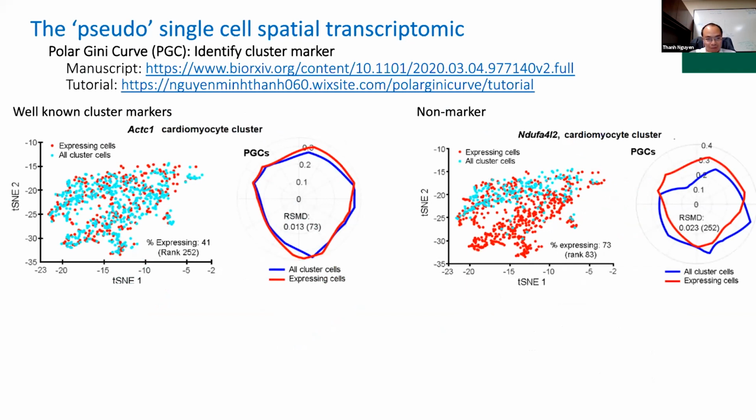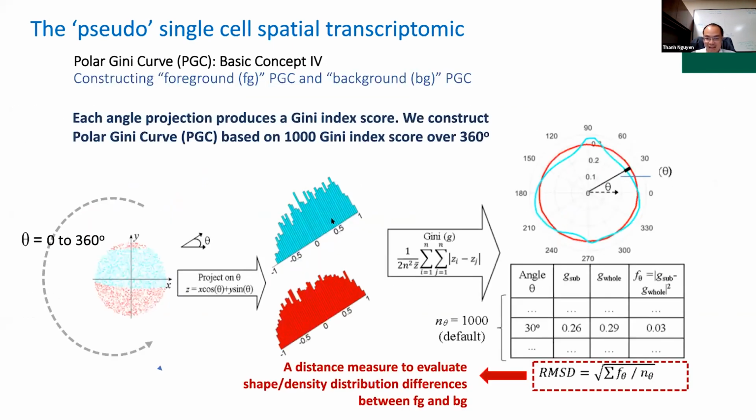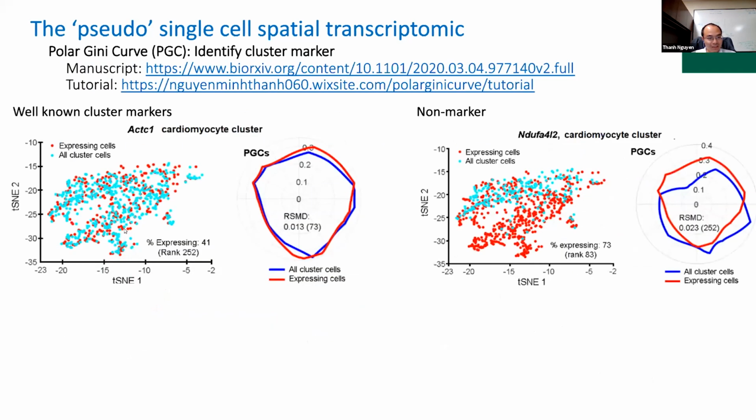The next point: how do we define the markers here in the cluster? Our hypothesis is, if a gene is a marker of a cluster, then the two curves, the cyan here, which is the cells expressing the gene, and the background, which is the whole cluster, have to be very closely similar. So this is one example.